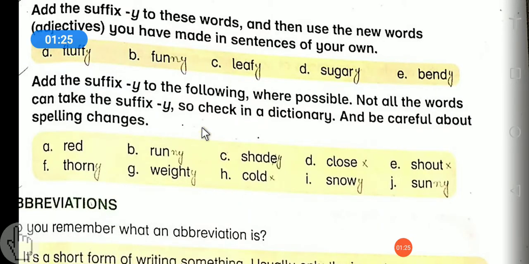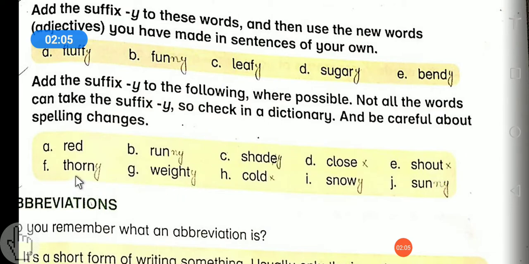Add the suffix y to the following where possible. Not all the words can take the suffix y, so check in the dictionary and be careful about the spelling changes. Red, we cannot use y with red, so it remains red. Run, runny. Shade, by skipping the last letter e we add y, so it makes shady. Close remains the same without adding y. Shout also remains the same.